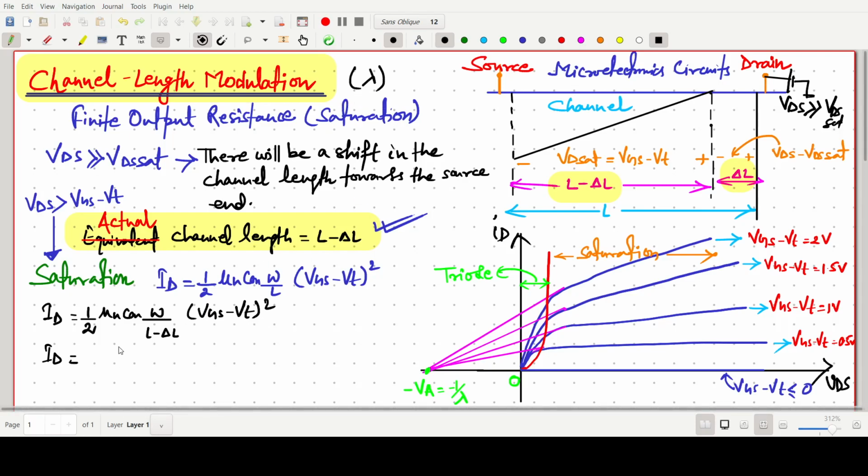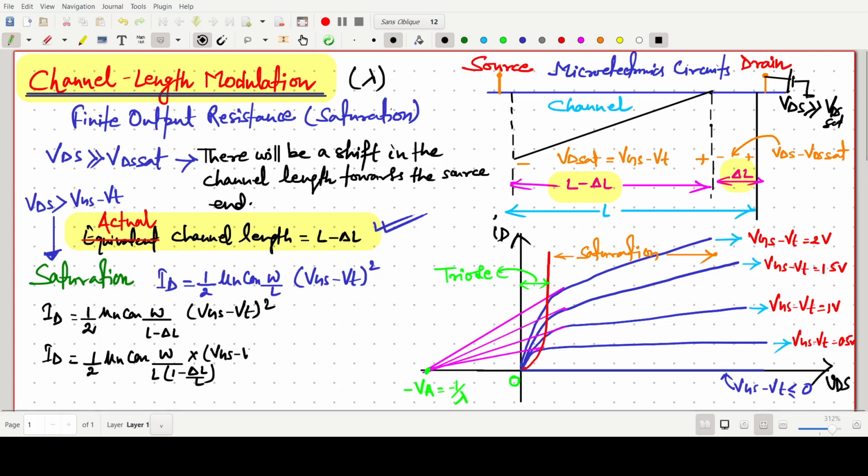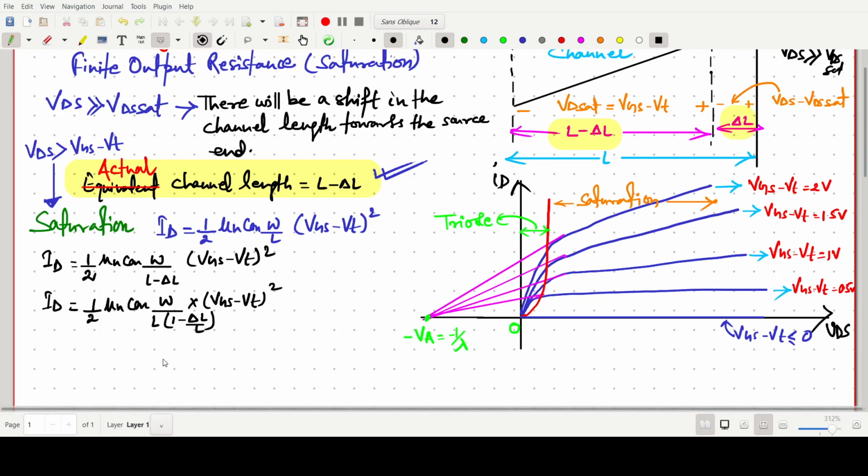Okay, so now once again one can write 1 by 2 mu n Cox W, and if we take L common, one can write 1 minus delta L by L into (Vgs minus Vt) whole square. Okay, very simple. I am not writing directly the equation first, we will derive. Okay, means how to derive the expression.